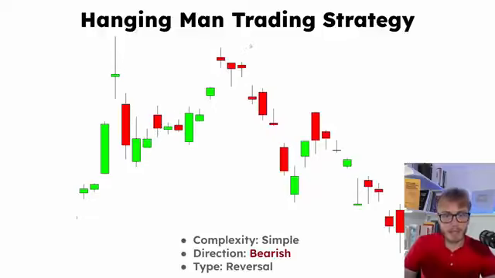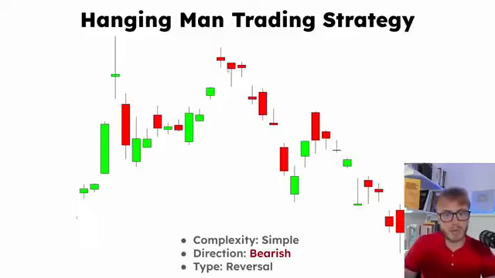And if we take a look at the actual pattern, we can see that we have a small real body. The body is red, so that is a good sign. And we also have a long lower wick that looks to be around 3 times the size of the real body. When it comes to the entry point for this pattern, it can also be a little bit tricky.